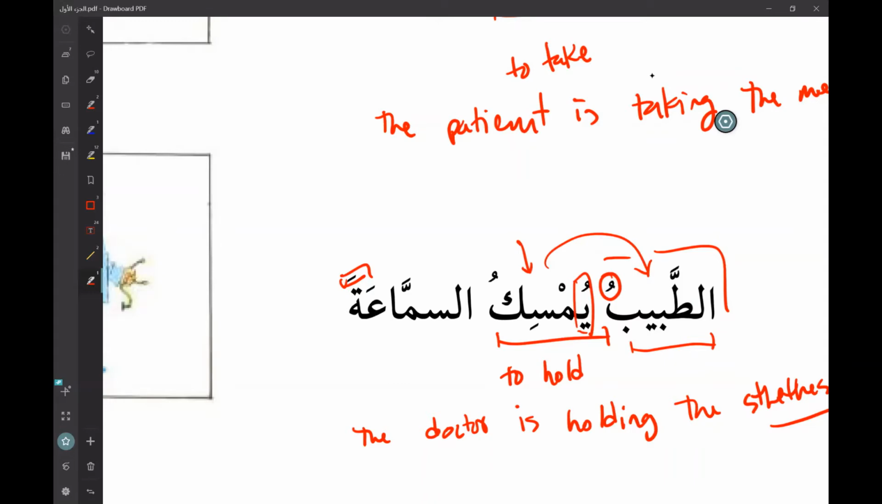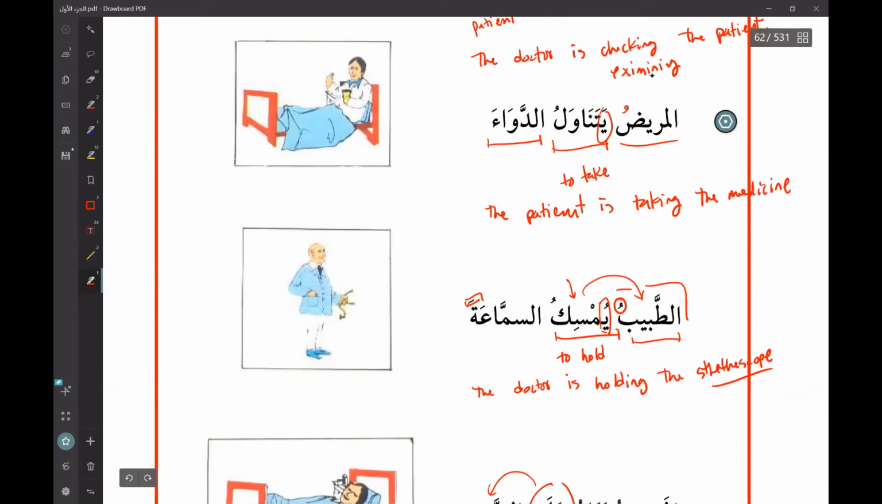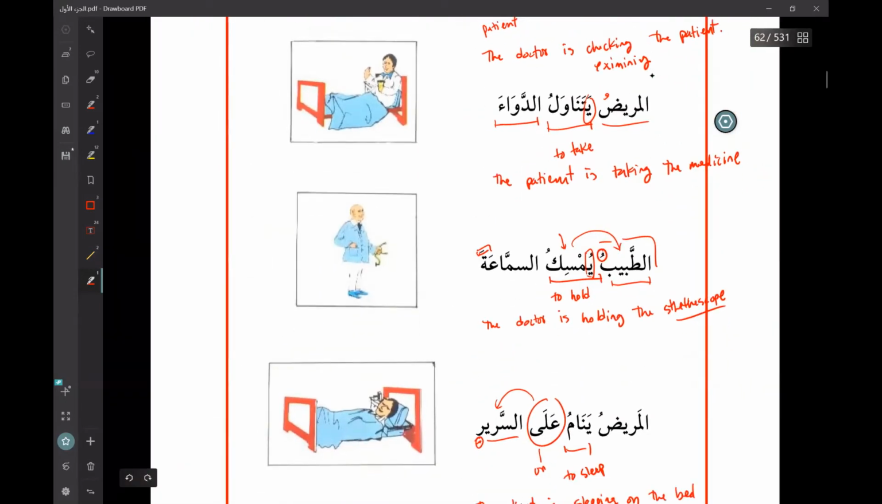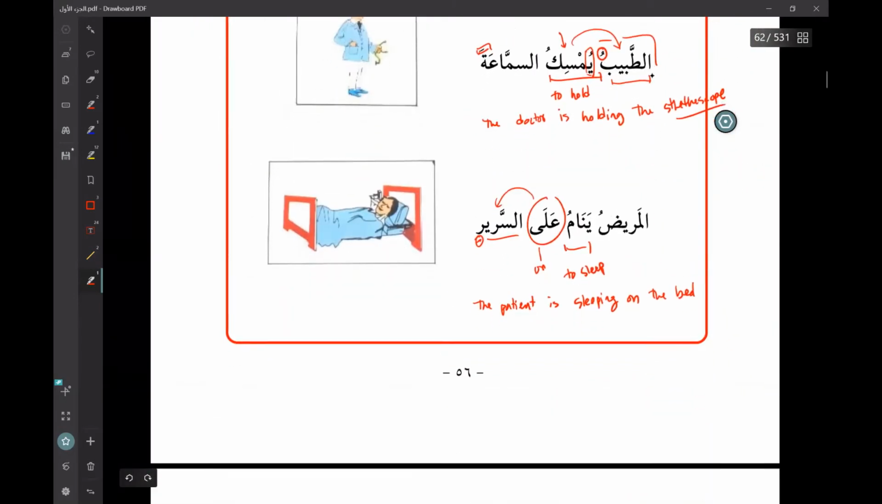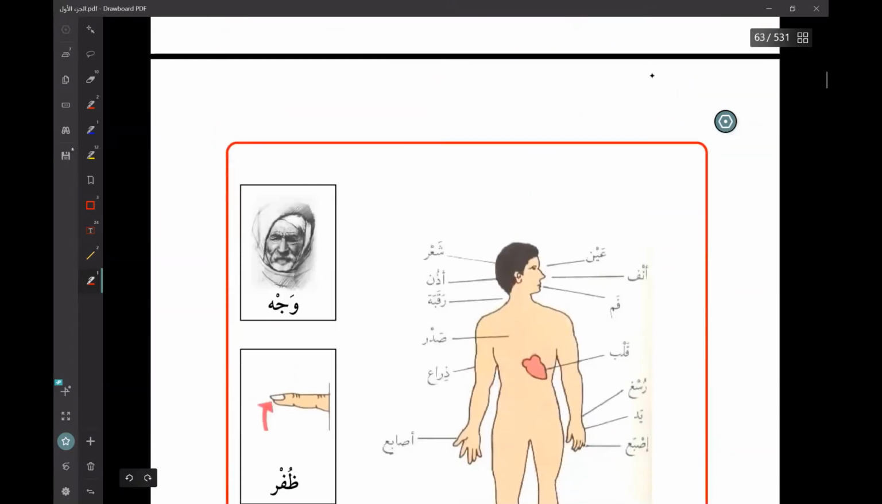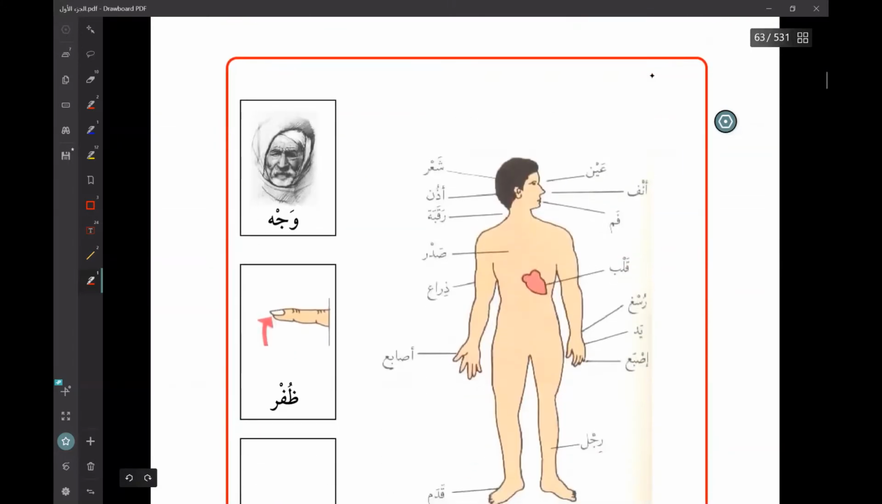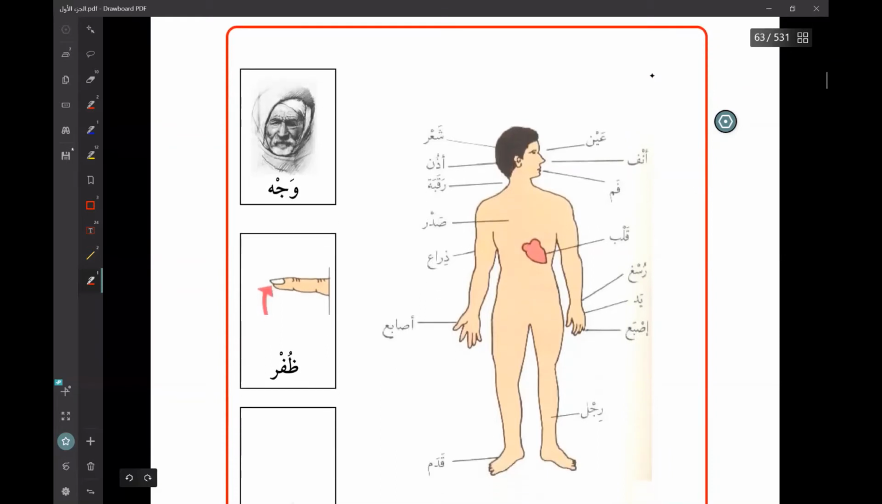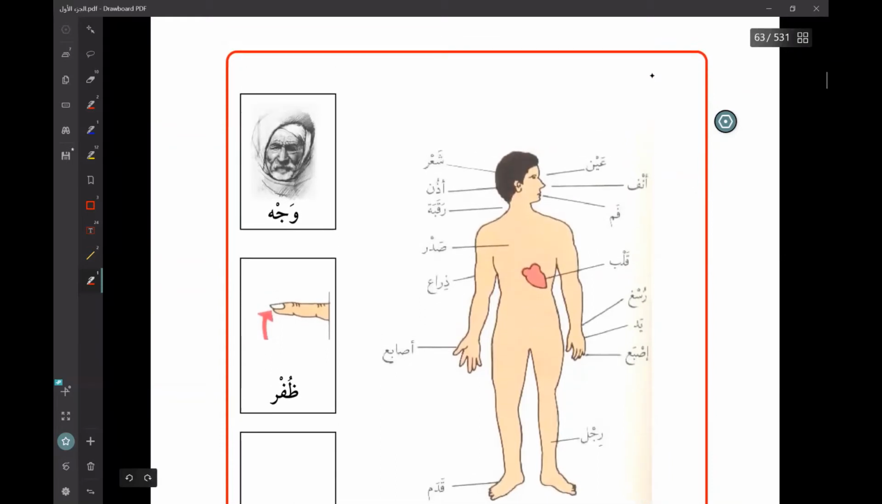Okay. At this point, we should be a little bit comfortable with some of these ideas. And we'll be getting lots of this kind of sentence. So inshallah, it's going to be very easy. Now we have lots of vocabulary related to our body parts. Okay. So let's see what we have.